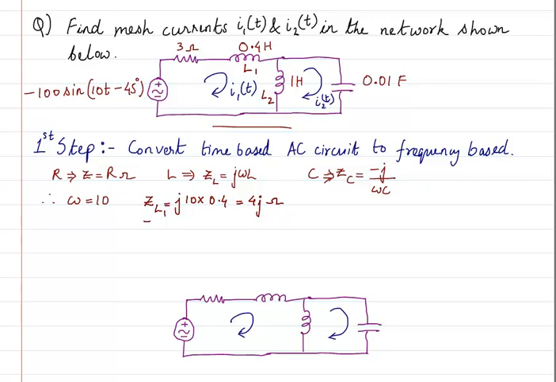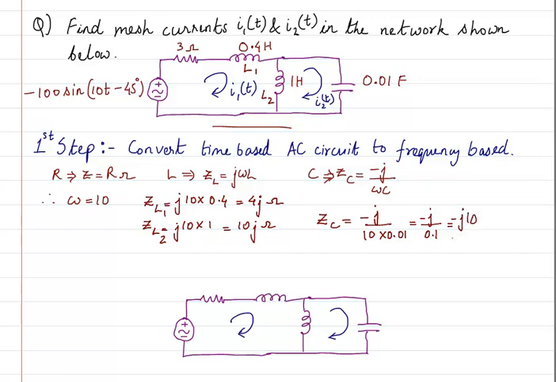Then ZL2 will become j omega, 10, into the second one, 1 henry, so it is going to be 10j ohms. We can write it as 10j or even as j10; it does not matter. Next we have to find out ZC. So this one was ZL2. ZC is minus j divided by omega C, which is 10 into 0.01, which comes out to be minus j by 0.1, which is basically minus j10.